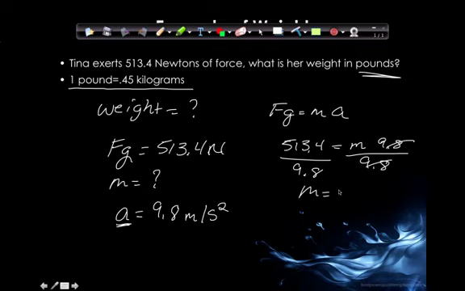So yes, 52.387. And I'm not rounding here because I've got one more step to go, so I round at the very end to prevent any rounding errors. Okay, so my mass is 52.387 kilograms. I'm looking for pounds though, so I'm going to go one more step.